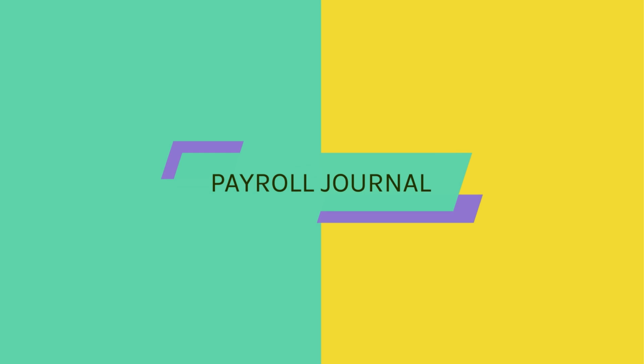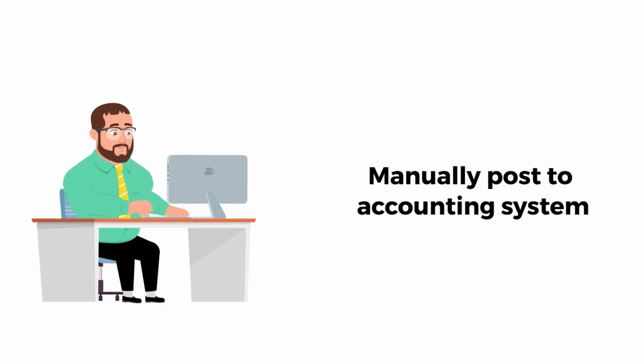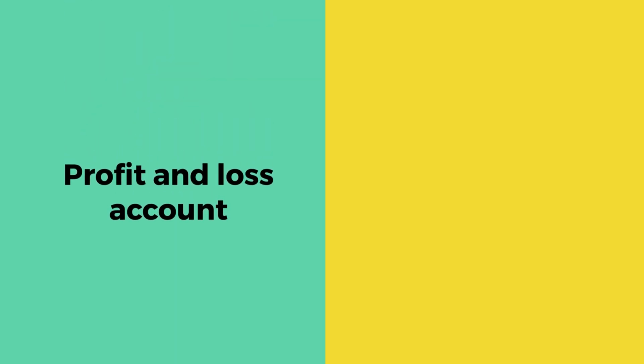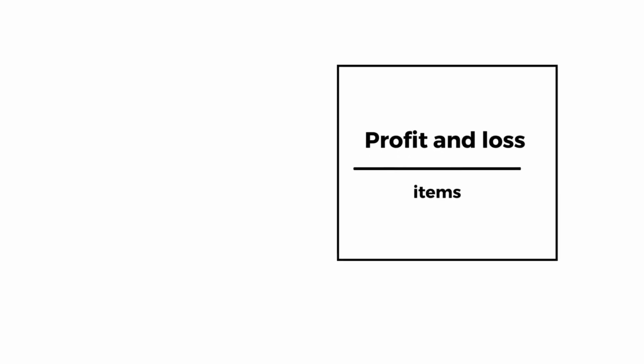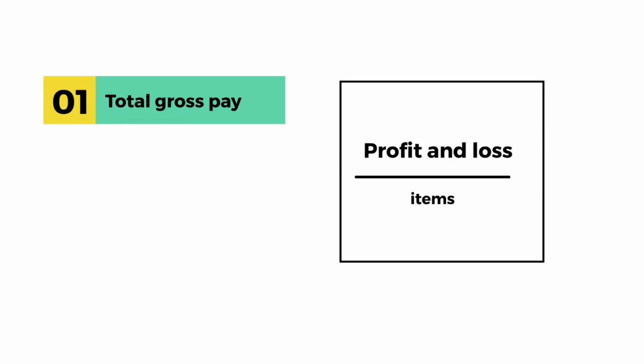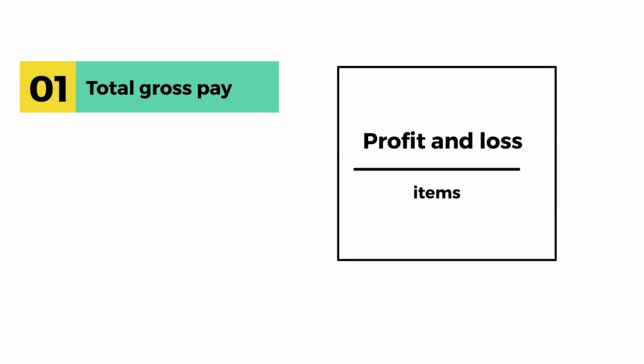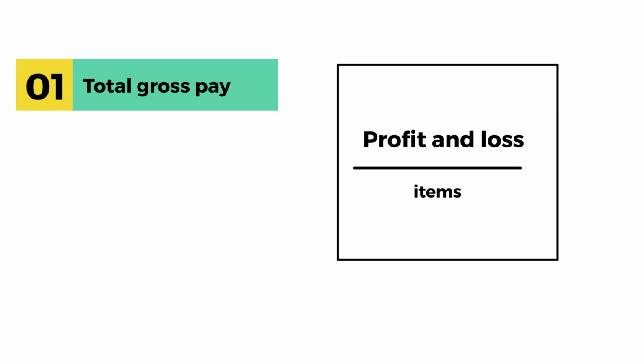Okay, so a payroll journal is a list of debits and credits, like everything in accounting. You're going to manually post these debits and credits to the accounting system. Some of them are going to be impacting the profit and loss statement or profit and loss account, and the other side is going to be impacting the balance sheet or statement of financial position. For the profit and loss items, on a UK payroll, you tend to have total gross pay, which would be all your cash remuneration paid to the employees, allowances, holiday pay, etc.